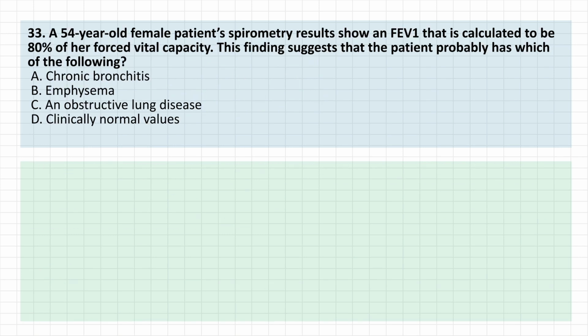33. A 54-year-old female patient's spirometry results show an FEV1 that is calculated to be 80% of her forced vital capacity. This finding suggests that the patient probably has which of the following? A. Chronic bronchitis. B. Emphysema. C. An obstructive lung disease. D. Clinically normal values. The correct answer is D.